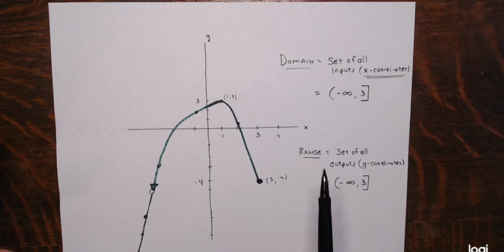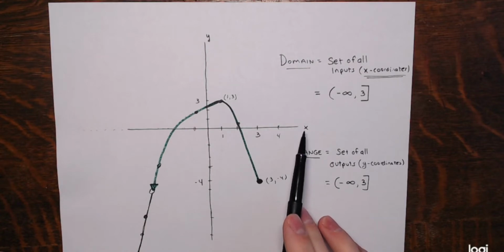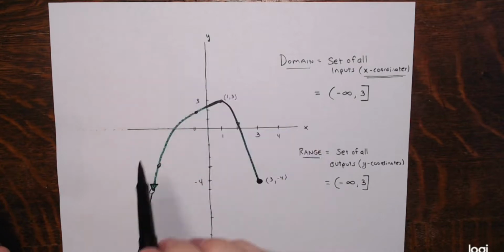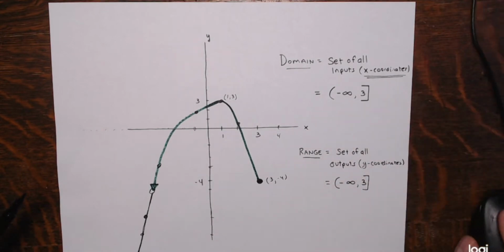For domain, you're looking along the x-axis, what values are used in the points on the graph. And for the range, you're looking up the y-axis and say what values are used in points on the graph. All right, and these are what I'll type in, the interval notation for the domain and range here.